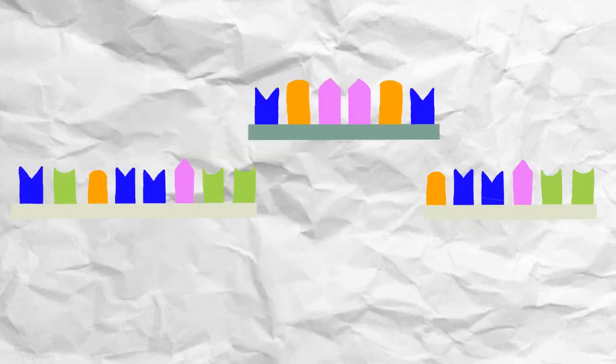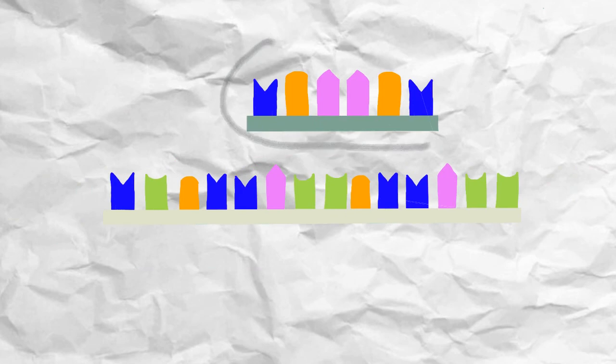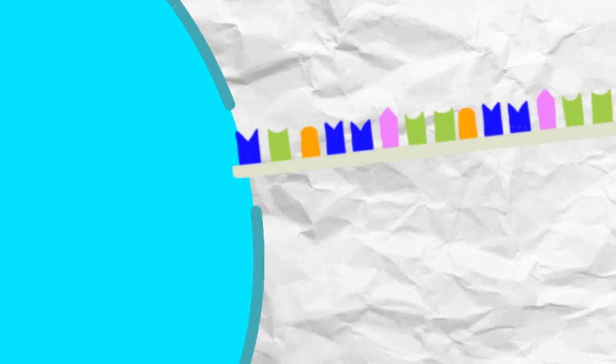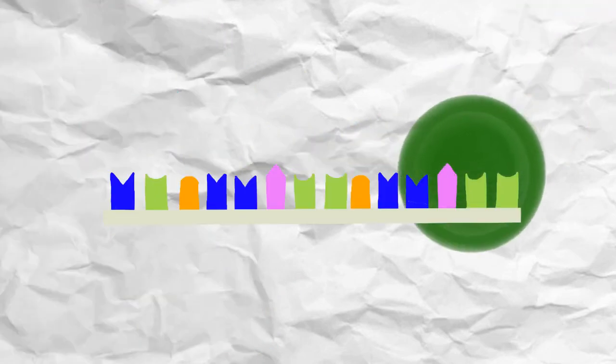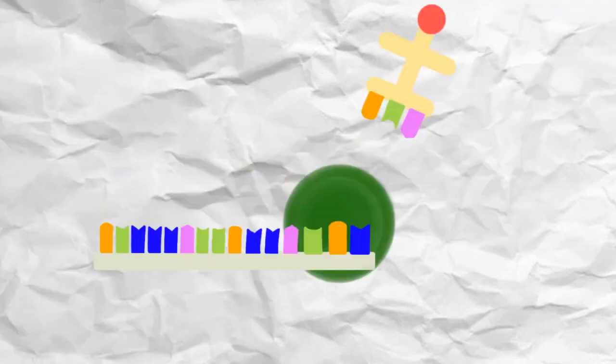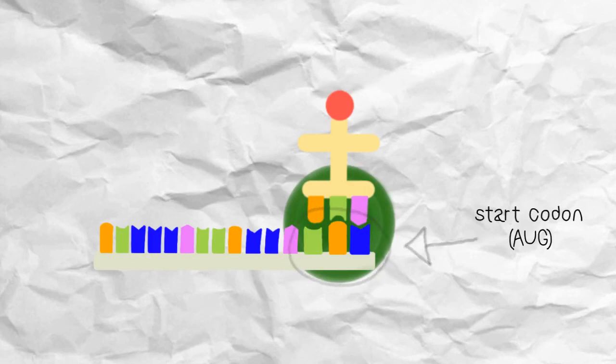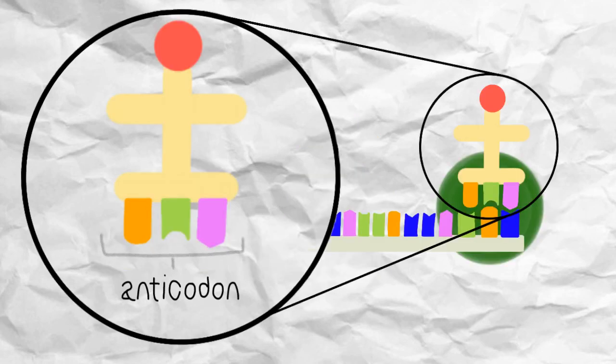The mRNA is then processed to remove non-coding regions called introns, leaving behind coding regions called exons. After the editing process, the mRNA moves out of the nucleus and binds to a ribosome. tRNA then carries an amino acid to the ribosome and binds to the start codon on the mRNA. The 3 bases on the tRNA is called an anticodon, which corresponds to the codon on the mRNA.